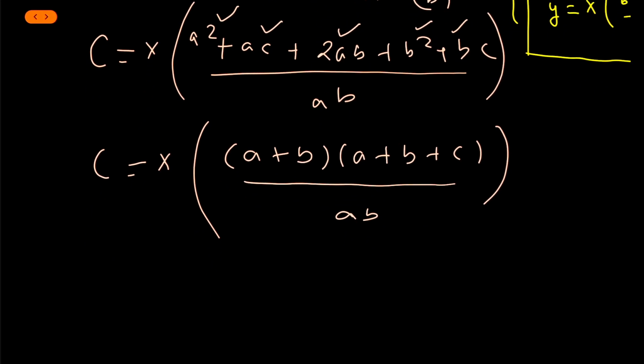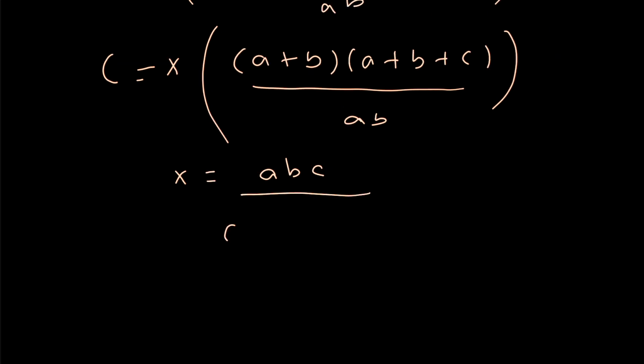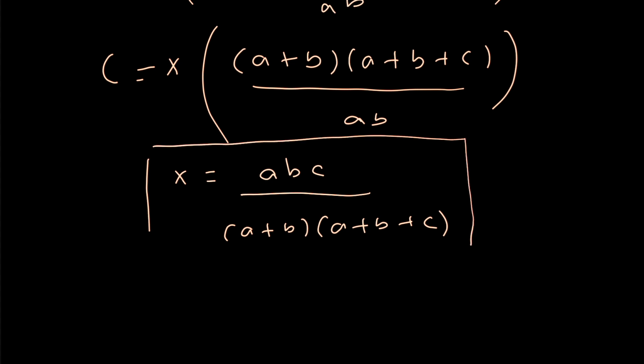We can do the cross multiplication, so we will finally get the value of x equal to abc upon (a plus b) multiplied with (a plus b plus c), and you can see that we have got the value of x in terms of a, b and c, and that's the answer that we were looking for.